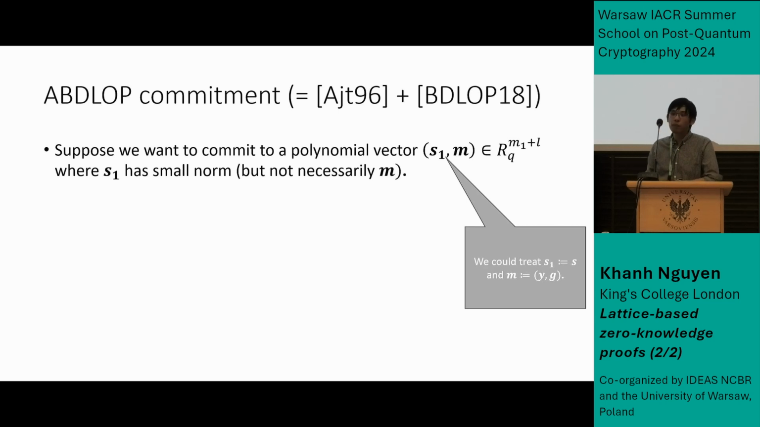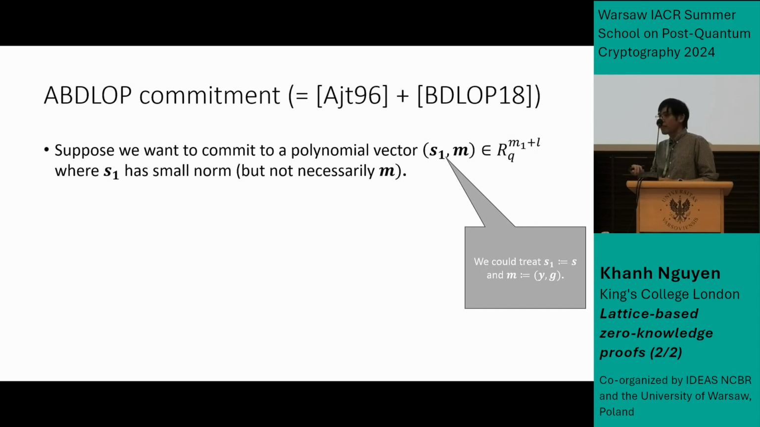Okay, so what is this commitment? We want to commit to a message which we can split into two parts. The first one is S1, which we require to have small norm. So it has to be short for binding. But then there is the message M, which can be an arbitrarily large message. In our case, just to give it some context, we can put S1 to be S. And in M, I can put Y and G. Possibly Y could be in S1, but for simplicity, let's just put it in M.